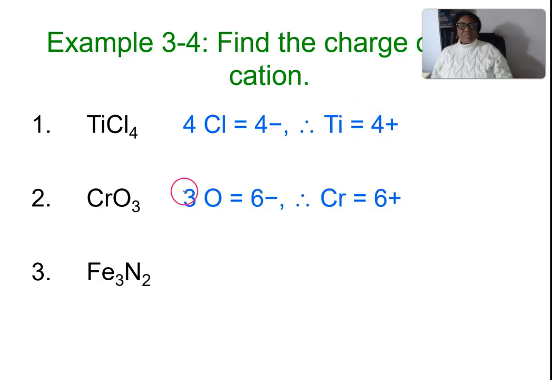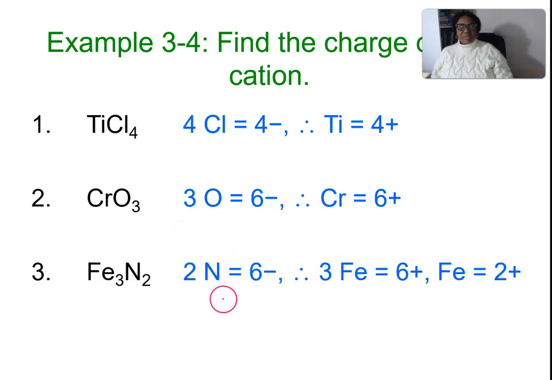With chromium, here we have 3 oxygen and each oxygen is -2. So -2 times 3, the total negative charge is -6. So this chromium, the charge will be +6.